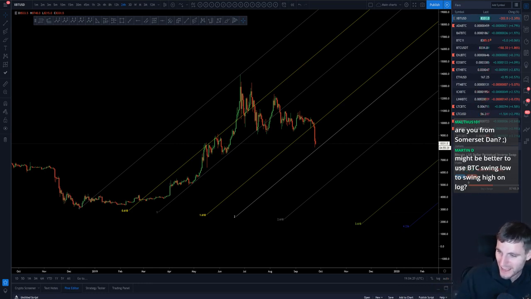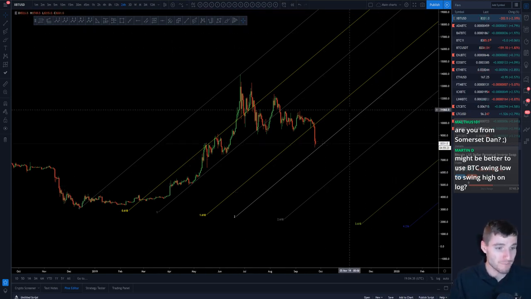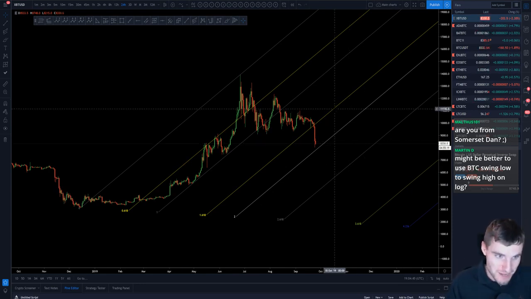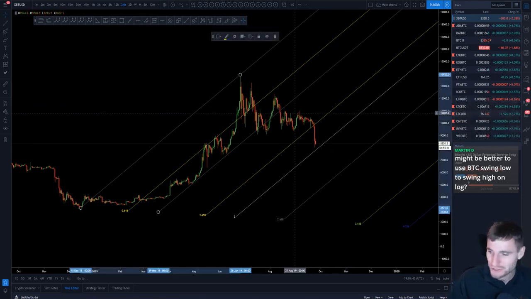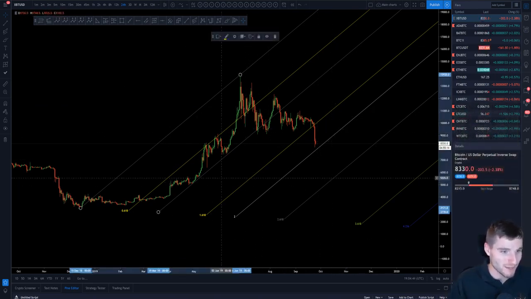Yeah. Might be better to use BTC swing low to high on log scale. So you could use log scale on this. Before I take that question, let me move on to the next part, because that's going to be on log scale. So that will be a good moving on to the next part, actually.